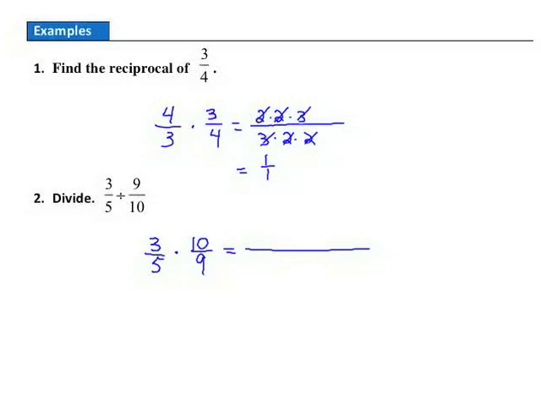Once I've turned this into a multiplication problem, I follow the same procedure that we've already used when multiplying fractions. Going across the numerators, I'm going to factor these. 3 is prime, 10 is not. When I factor 10, I'll get 2 times 5. In the denominators, 5 is prime, 9 is not, but when I factor that, I have 3 times 3. Now I'm looking to divide out common factors. I have a common factor of 3 and a common factor of 5, so my final simplified answer is 2/3.